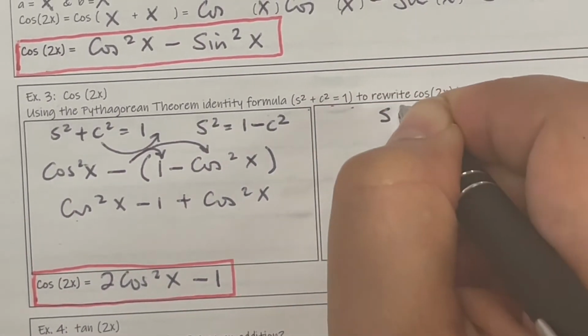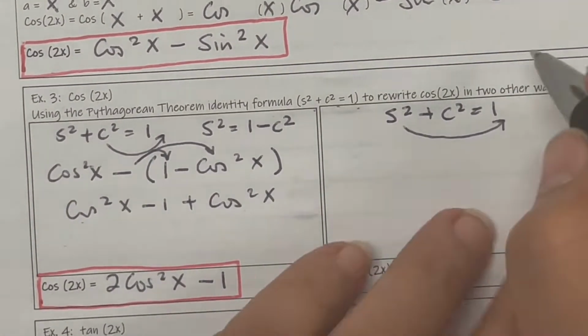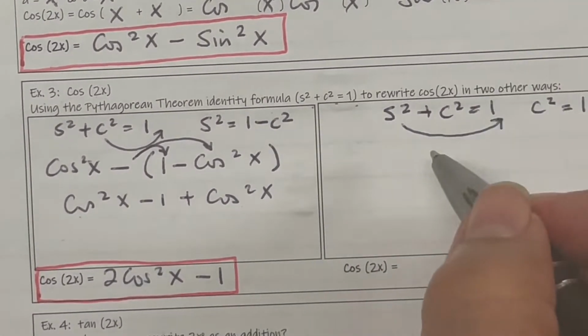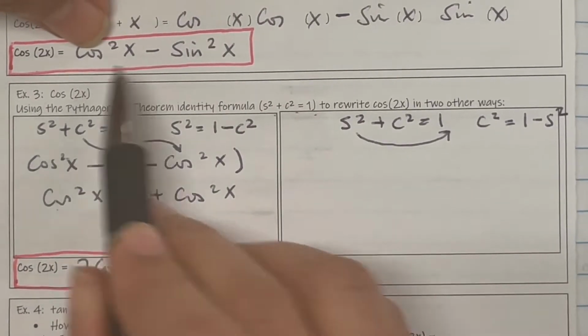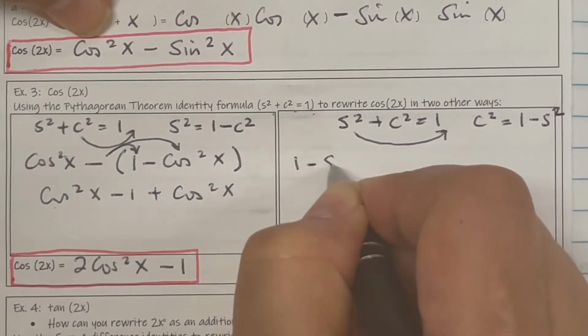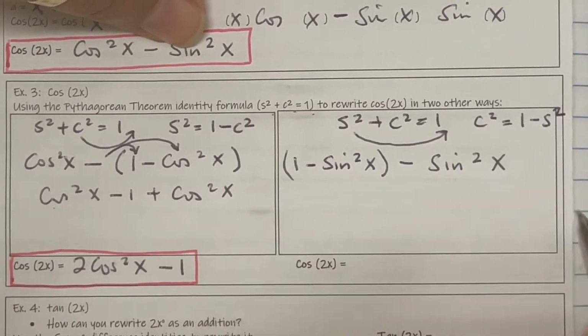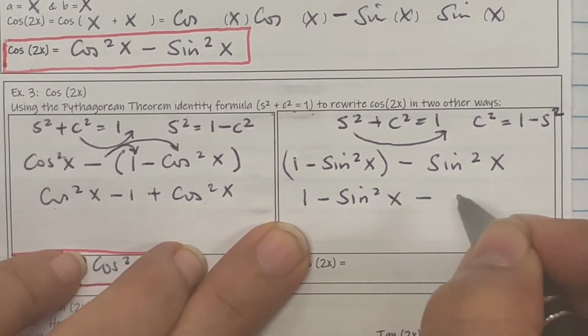Now, instead of me taking cosine squared to the other side, I'm going to take sine squared to the other side. So it'll be cosine squared equals 1 minus sine squared. Okay, let's go ahead and substitute that in. So instead of cosine squared, I'm going to put 1 minus sine squared. And then I'm going to subtract the sine squared. All right, there's nothing outside the parentheses, so I'm just going to rewrite this out again.